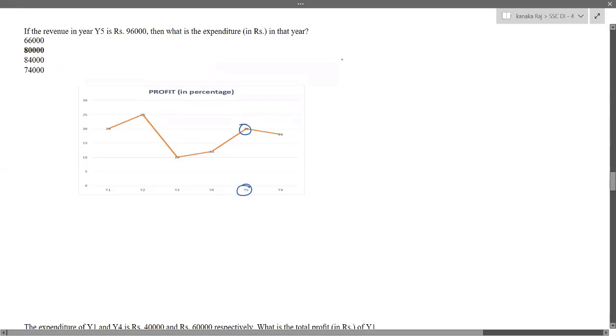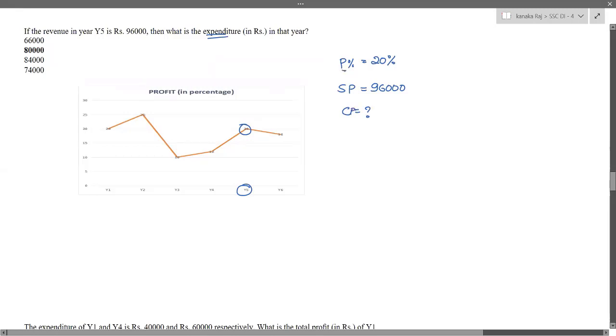Profit percentage is 20%. So I'll quickly write it down. And they're telling the revenue. What does it correspond to? Revenue meaning selling price. That is 96,000. Now they're asking us to find the expenditure. What is expenditure? Expenditure is nothing but cost price.